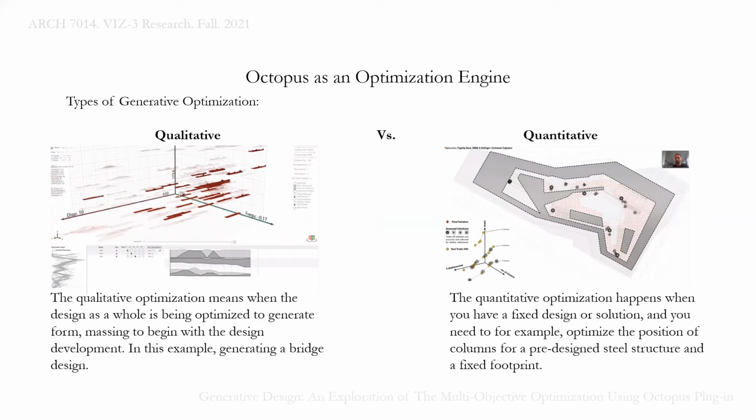Versus the quantitative is more specific. The quantitative optimization happens when you have a fixed design or solution and you need to, for example, optimize the position of columns for a pre-designed steel structure. So the steel structure is designed and ready, but you need to now identify where the cluster of columns will take place. How big are the columns? How many columns do we need? So this is the quantitative, and it will be more specific and more defined since you have more restrictive constraints and parameters.